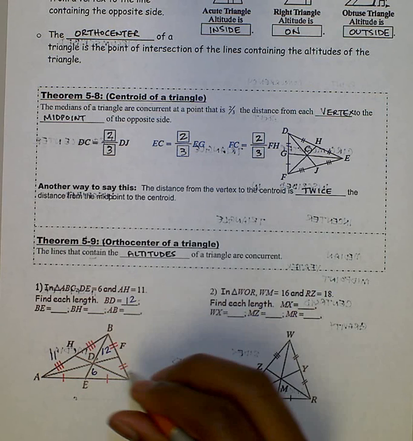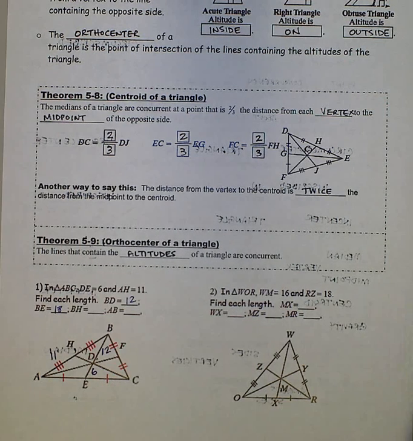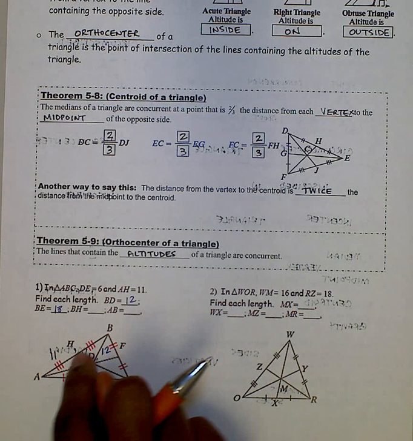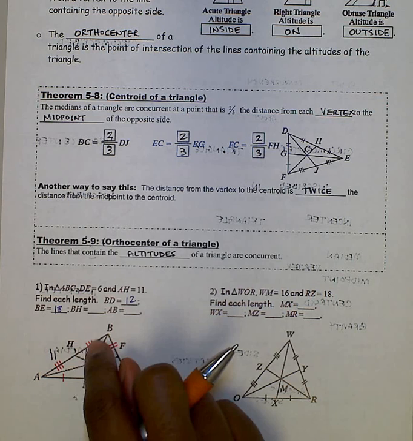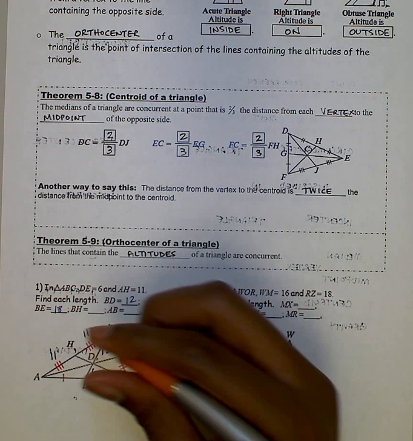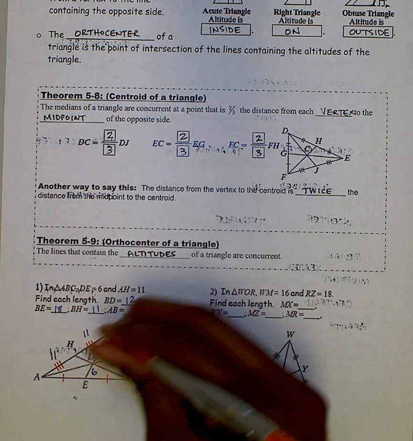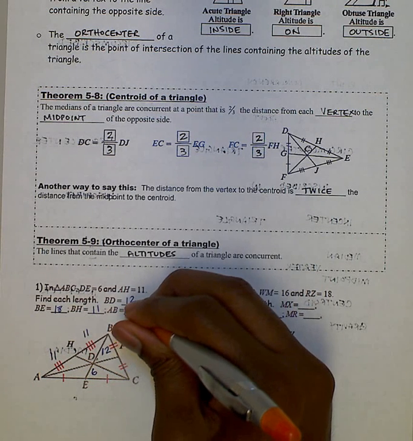BE then will be 12 plus 6, which is 18. Now we want to find BH. BH is a little bit different. Okay, AH is 11. We have this marked that it's going to be the same, right? Because H has to be the midpoint, because that's how the median's made. So BH would be 11 as well. And AB would be 22, just 11 plus 11.